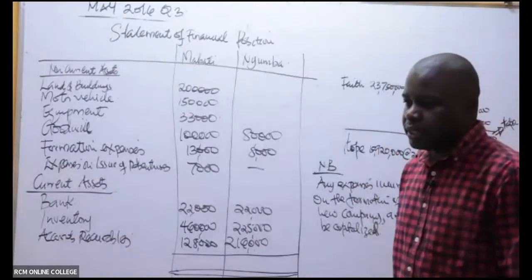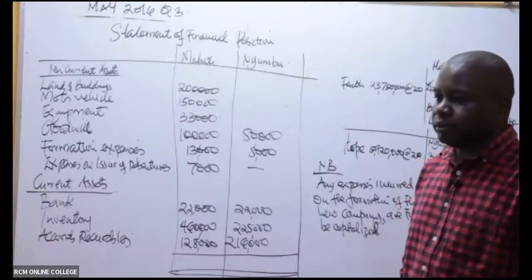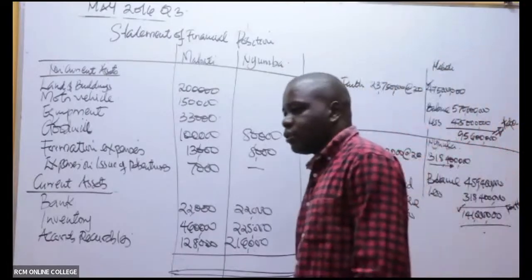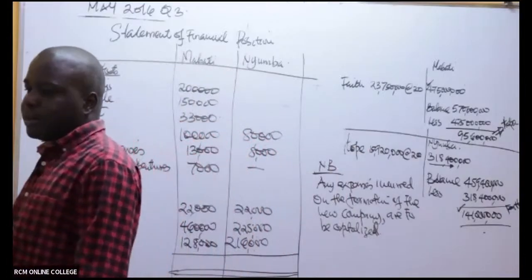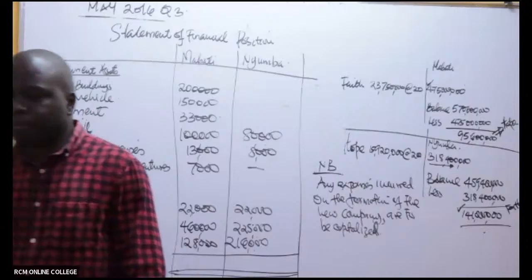I can see you are saying 113 million. Is it correct, Elizabeth? Elizabeth, confirm.